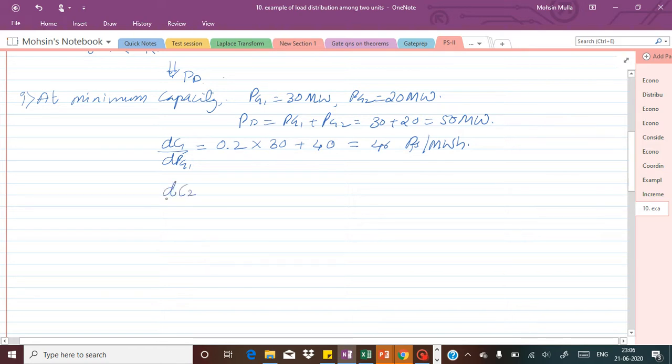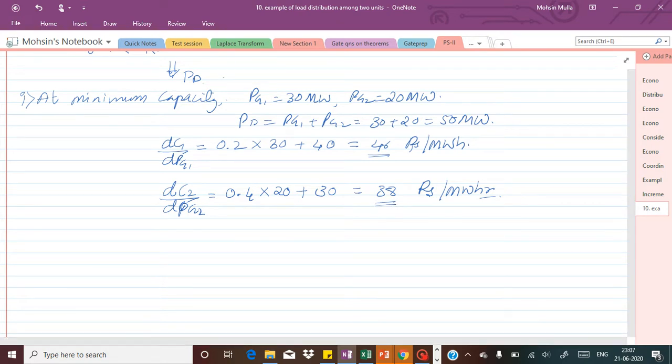Similarly for plant 2, we calculate the incremental fuel cost for generating the minimum value. The equation is 0.4 times the minimum value, 20, plus 30. So it is 8 plus 30, which is 38. This is 38 rupees per megawatt hour. From these two values we can clearly see that 46 and 38 rupees are the incremental fuel costs at the minimum generating capacity of the two plants.